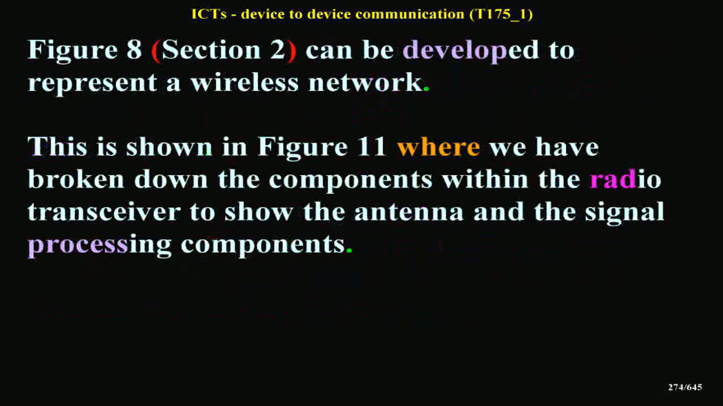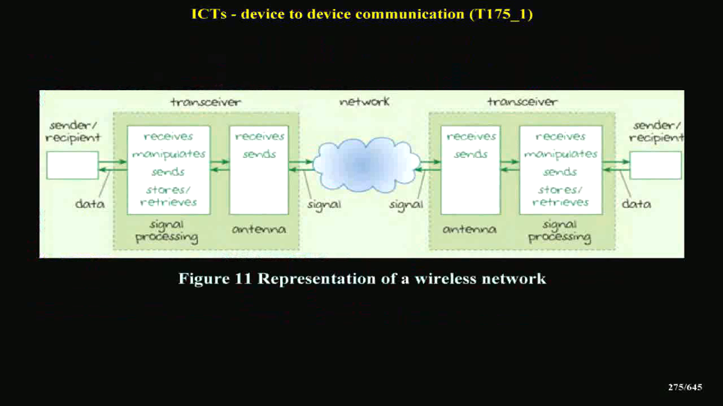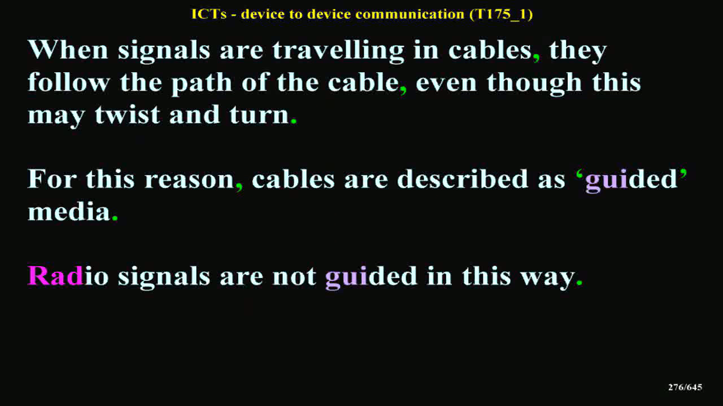Figure 8 in Section 2 can be developed to represent a wireless network. This is shown in Figure 11, where we have broken down the components within the radio transceiver to show the antenna and the signal processing components. Figure 11: representation of a wireless network. When signals are traveling in cables, they follow the path of the cable, even though this may twist and turn. For this reason, cables are described as guided media. Radio signals are not guided in this way.